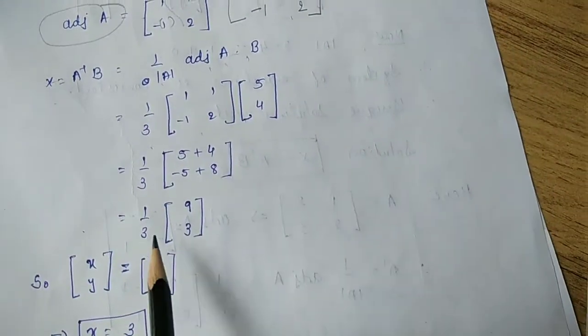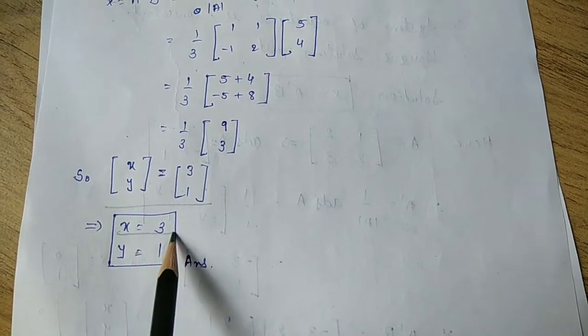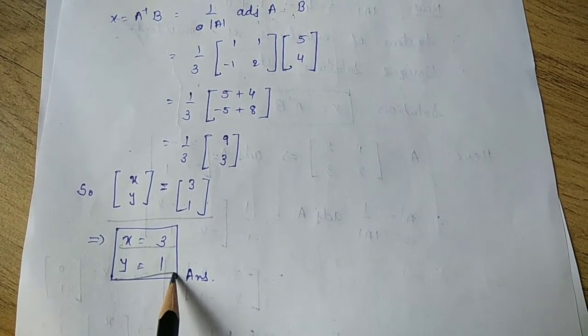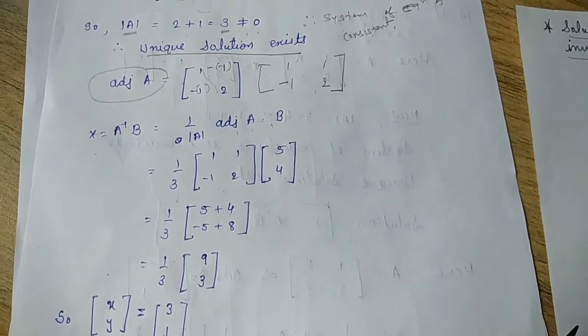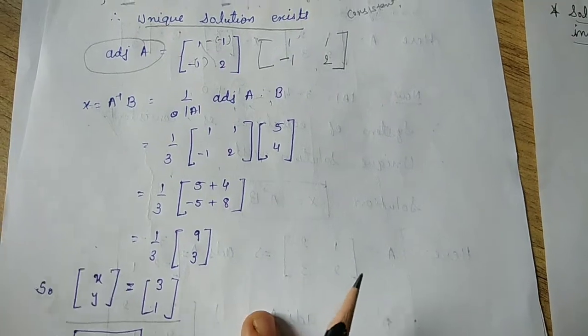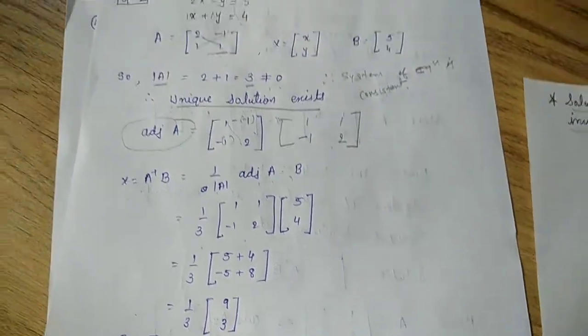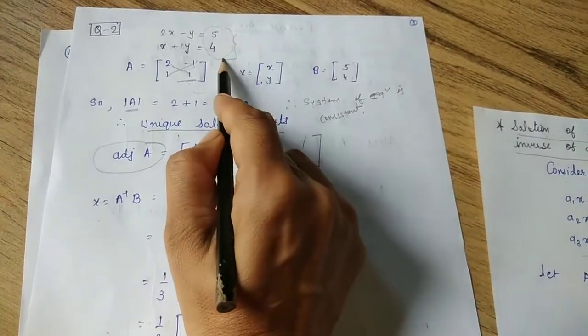Just multiply, students. So you are getting x y is equals to 3 1. So x is equals to 3 and y is equals to 1. So this is the solution of question number 2. I hope now you very well understood how to find out the solution of the linear equation with two variables.